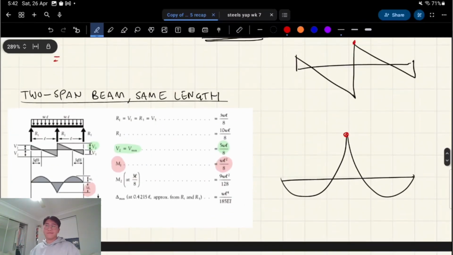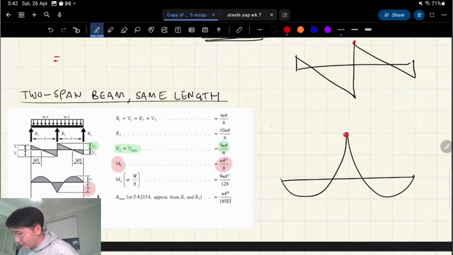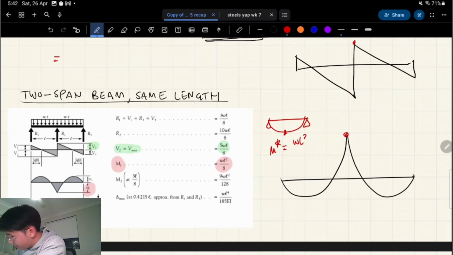There are some images you can look up online, or some textbooks you can look at, which show you different loading arrangements and common values. If you have a simply supported beam, you'd know that M star is WL squared on 8. Some of you might know that, some of you might not, but that's a common value.